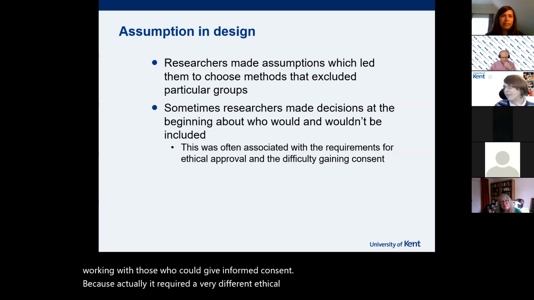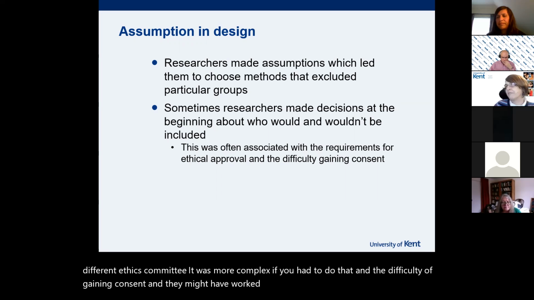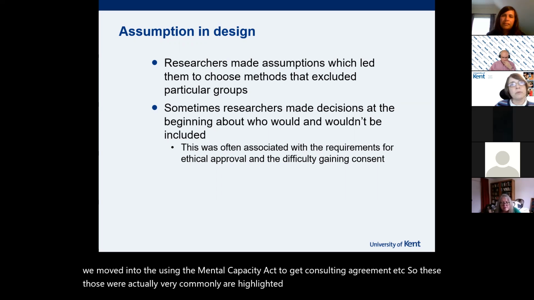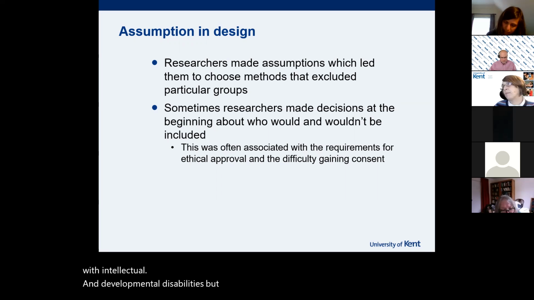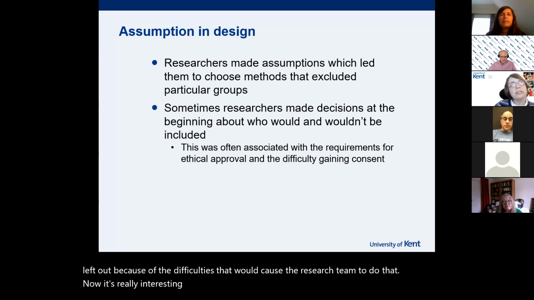It required going through a different ethics committee. It was more complex if you had to do that, and there was the difficulty of gaining consent and the amount of work it would take to get informed consent, or, as we moved into using the Mental Capacity Act, to get consultee agreement, etc. So those were very commonly highlighted as barriers to people, particularly people with intellectual and developmental disabilities, but also, for example, sometimes people with dementia would be left out because of the difficulties it would cause the research team to do that.